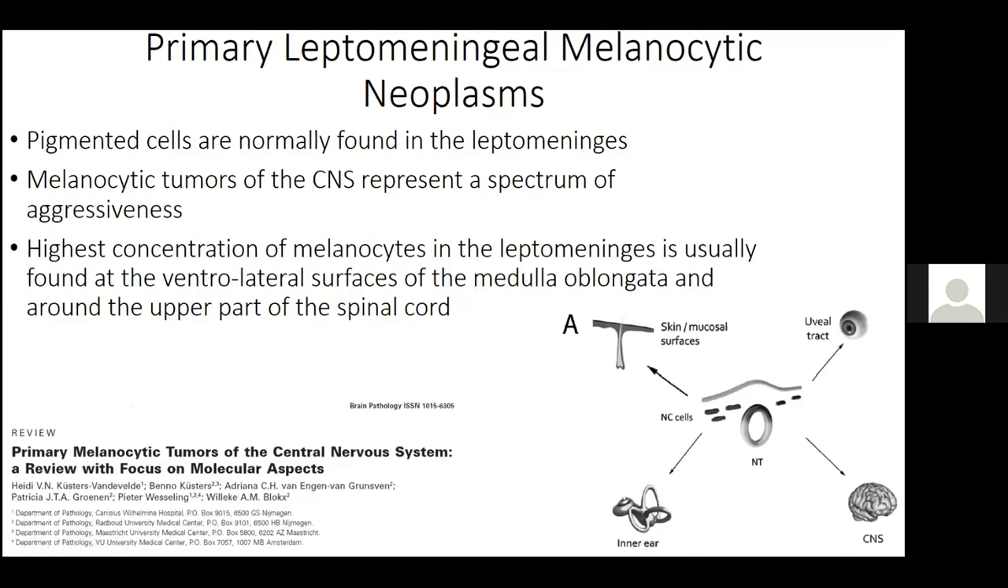So you may not know, but pigmented cells are normally found in the leptomeninges. They're most common in the leptomeninges of the upper cervical spinal cord, brainstem, and posterior fossa. Basically, during embryogenesis, you have these neural crest cells that end up migrating throughout the body. They go to the uveal tract, the skin, the inner ear, and the brain, specifically the leptomeninges. So you have these melanoblasts that then turn into melanocytes. They can become neoplastic, and there are different names for how aggressive the neoplastic conditions are.